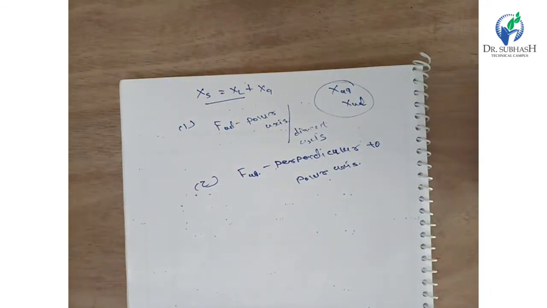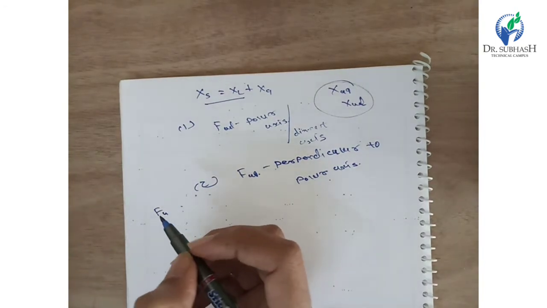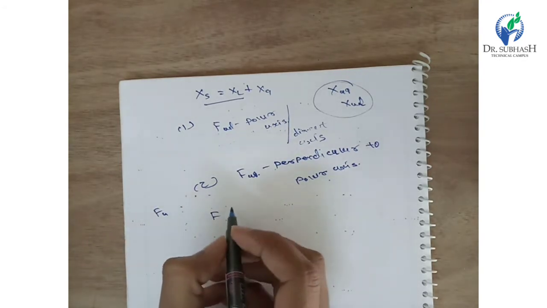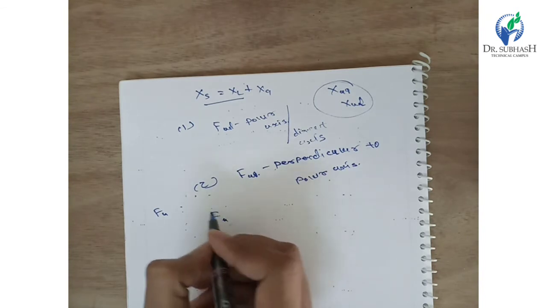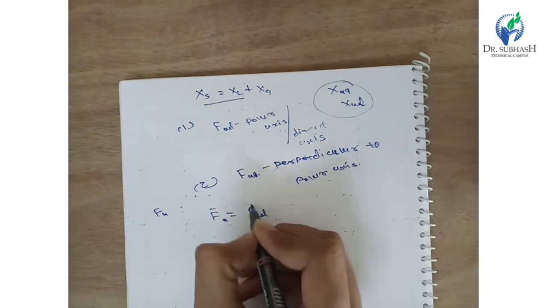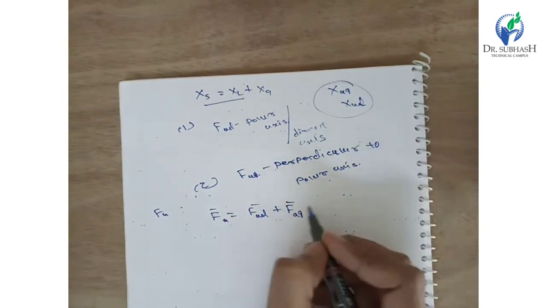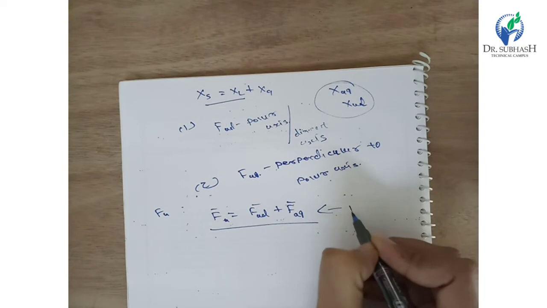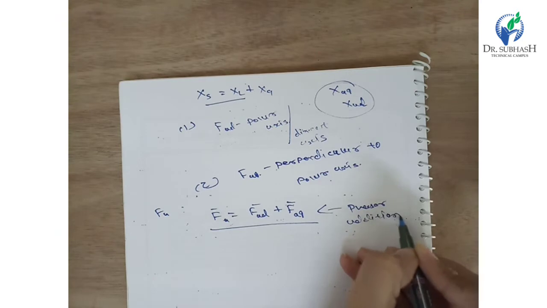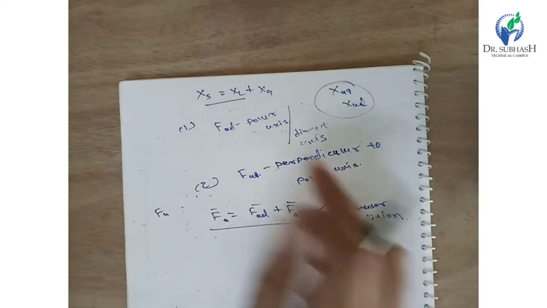The armature MMF is denoted by Fa, and so we can write the total armature reaction as Fa bar equals F suffix AD bar plus F suffix AQ bar. This is a phasor addition. The phasor diagram is developed by considering the three-phase MMF.